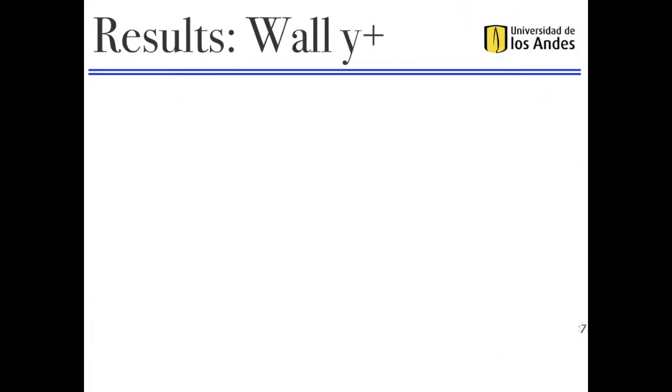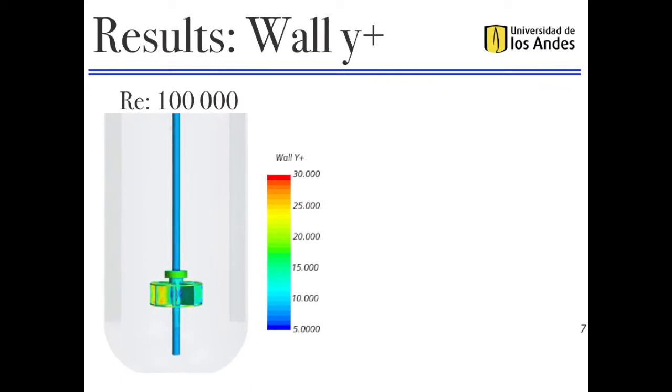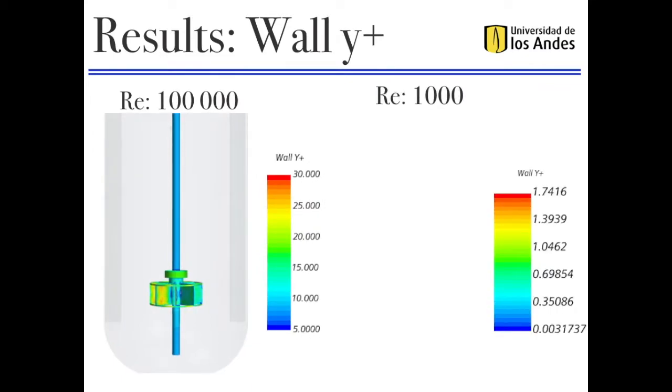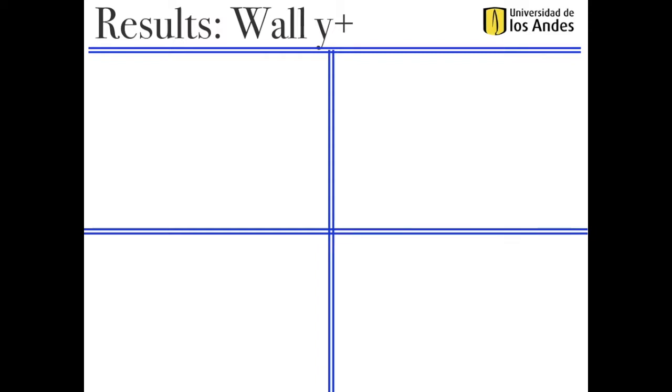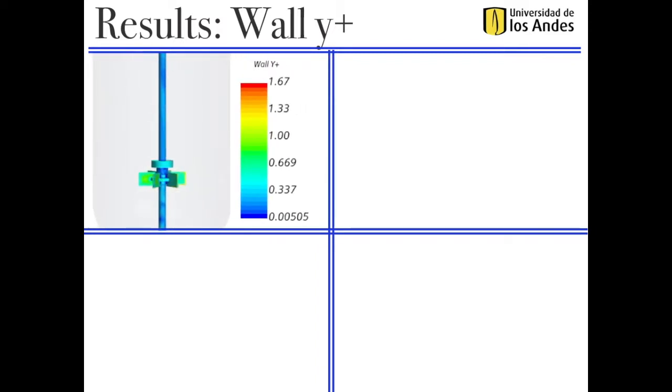The Y plus values obtained are kept in a range that indicates what function is modeled correctly. For the simulation made with Reynolds number of 100,000, values between 5 and 27 were obtained. This means that the mesh used is not fine enough for a turbulent region, but it adapts to laminar and transition regions. Furthermore, these values indicate that the mesh is sensitive when the fluid begins to develop, so error in boundary layer in turbulent region increases.